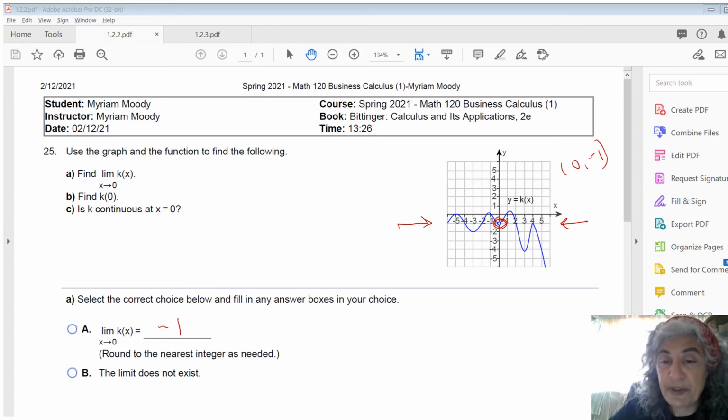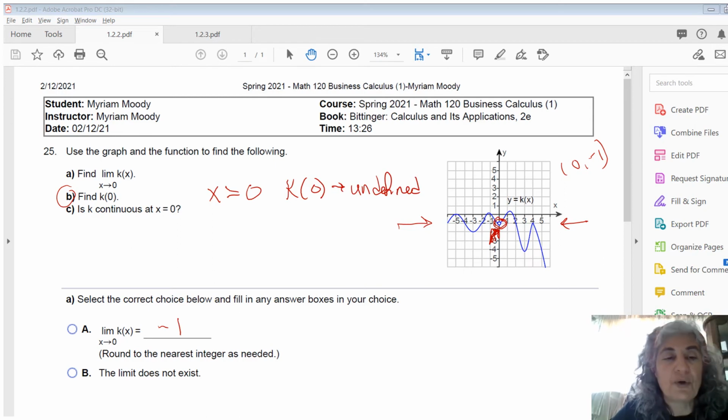There's part A. Let's look at part B. Part B is asking us to literally find k of 0. Well, that means they literally are looking for where x equals 0. Well, where x equals 0 is actually an open circle. And since this is an open circle here, there is no y value that goes along with k of 0, which means in this particular case, for part B, the function is undefined. So for k of 0, your function is going to be undefined.